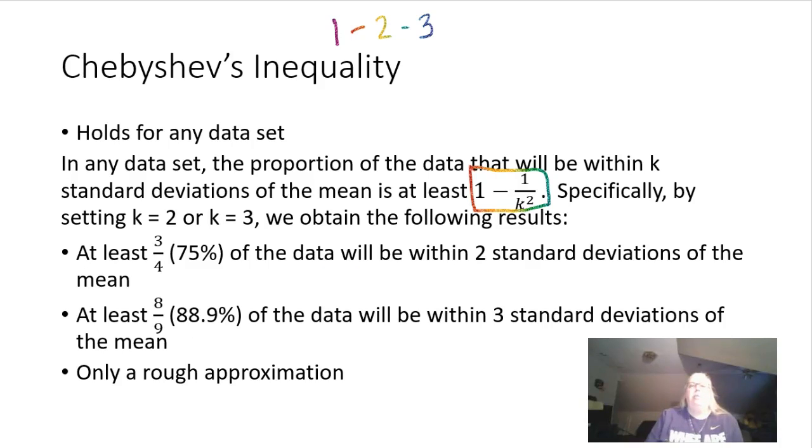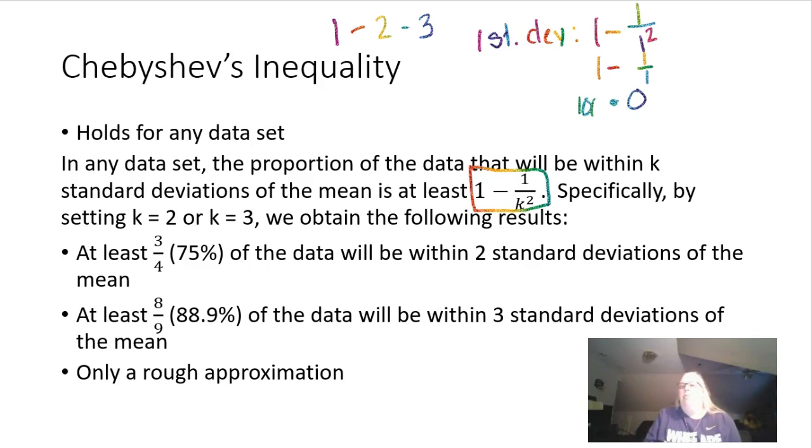Now with Chebyshev, we can't do this with 1 standard deviation, because if we use the rule for 1 standard deviation, then the formula is going to be 1 minus 1 over 1 squared. That's going to give me 1 minus 1 over 1, which is 0. The problem is, if I want to turn that into a percent by multiplying by 100%, I'm just going to get 0%.